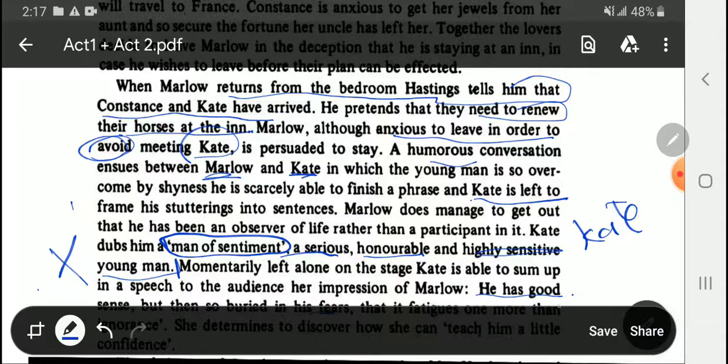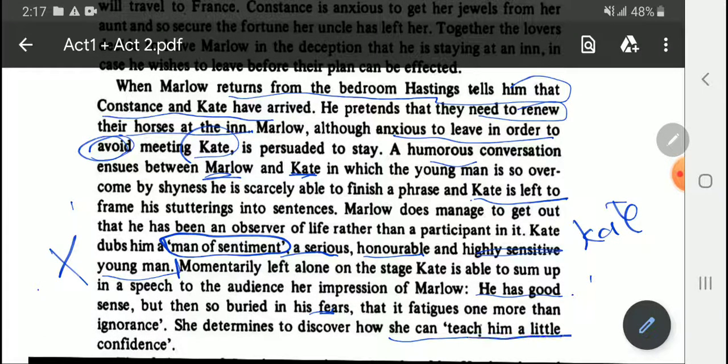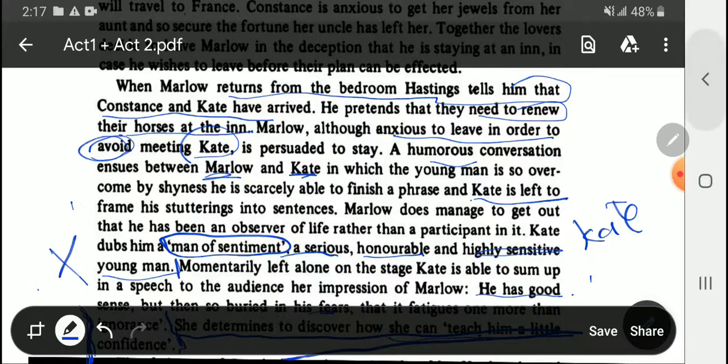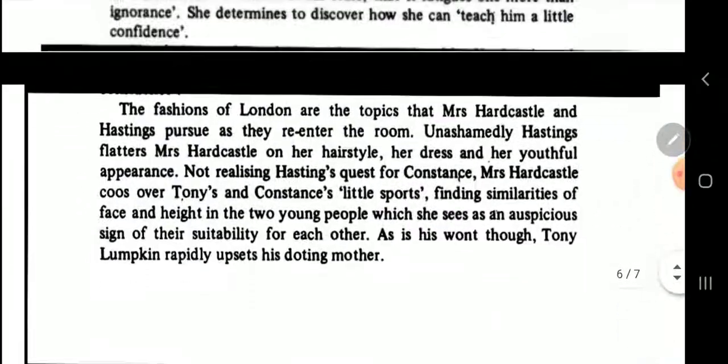She determines to discover how she can teach him a little confidence. Do you see this? She determines to discover how she can teach him a little confidence. So she also has a plan in her mind, and the plan is to get dressed as a barmaid.